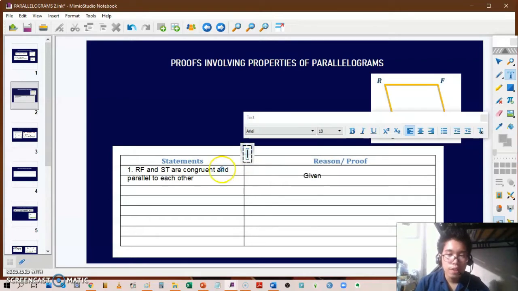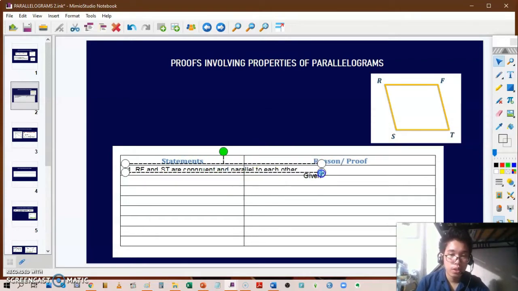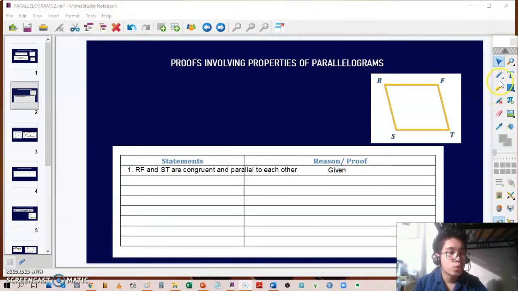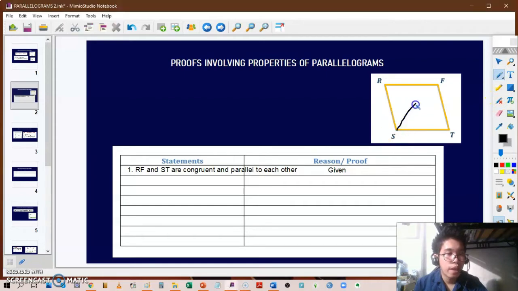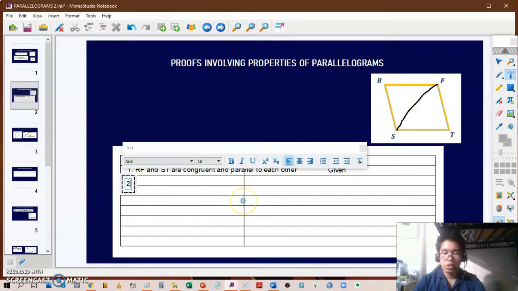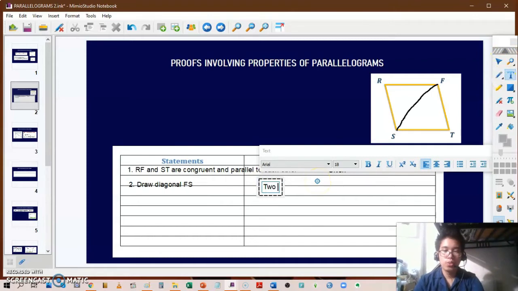What do you think, guys, could be our second statement here to prove our fifth property? We can try to draw a line segment between F and S. Let's write that on our statement: draw diagonal FS, and the reason for that is two distinct points determine a line.